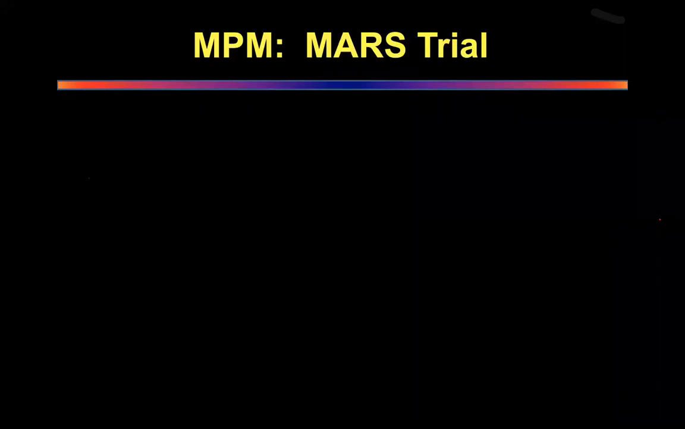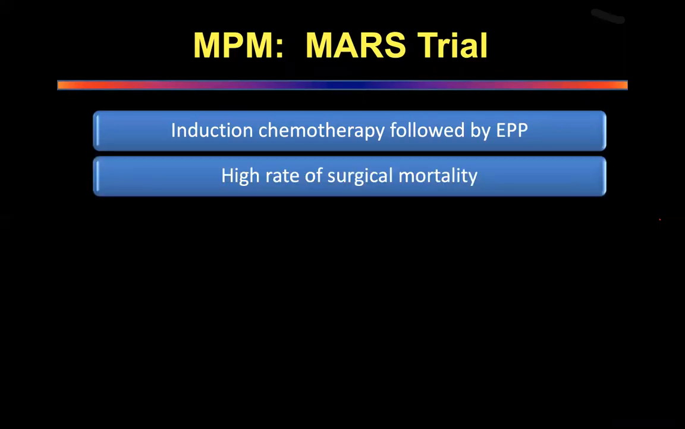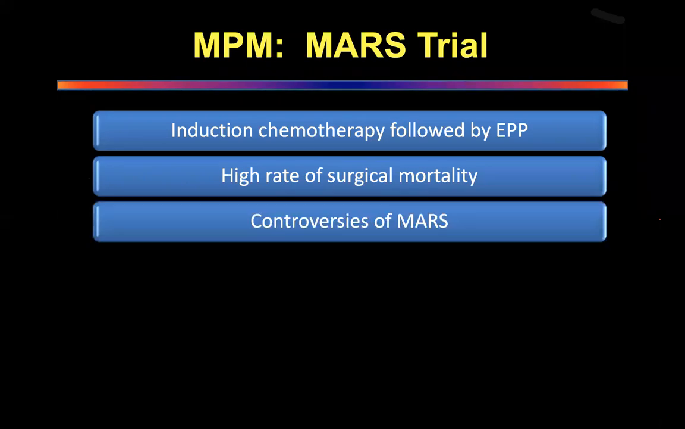MARS trial, everybody talks about the MARS trial. It was a trial published, I think, around 2012. They recruited patients. The trial was looking at induction chemotherapy followed by extrapleural pneumonectomy. The problem with this trial was, A, the recruitment was very low, and there was a seriously high rate of surgical mortality from EPP. So much so that they had to stop the trial because of the high rate of surgical mortality.